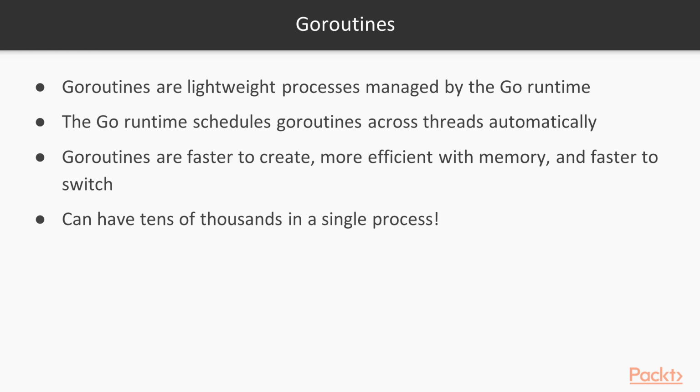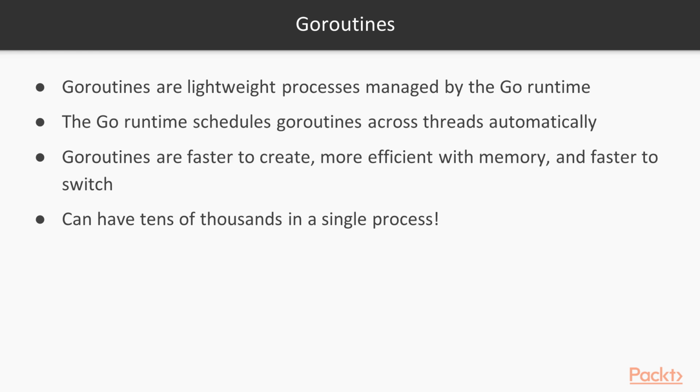The core concept of Go's concurrency model is the Goroutine. Goroutines are lightweight processes managed by the Go runtime. They are not threads. Threads are managed by the operating system, while Goroutines are managed by the Go runtime scheduler. The Go runtime creates a number of threads at startup and then schedules Goroutines across these threads automatically.